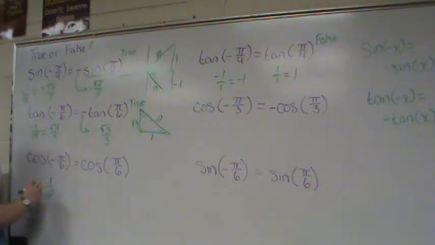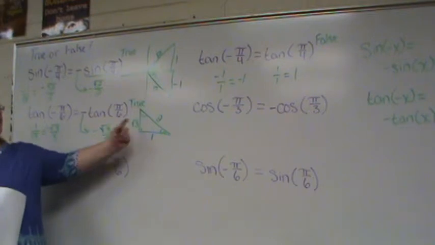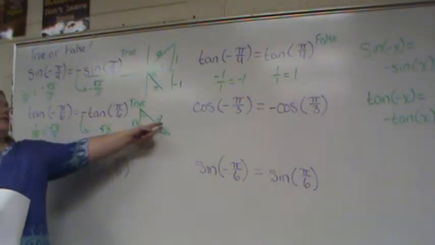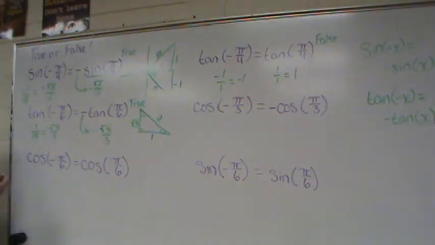Wait, pi over 6, sorry, I was doing pi over 3. Okay. So we're looking at our 30-degree angle. We have adjacent over hypotenuse. So we're going to have root 3 over 2. Now, is cosine positive or negative in the fourth quadrant? It's positive, so we're just going to have root 3 over 2.